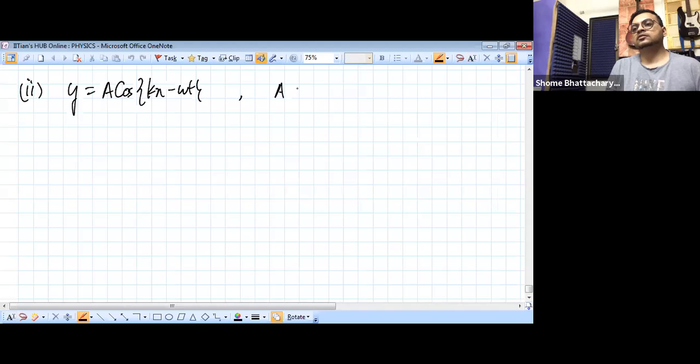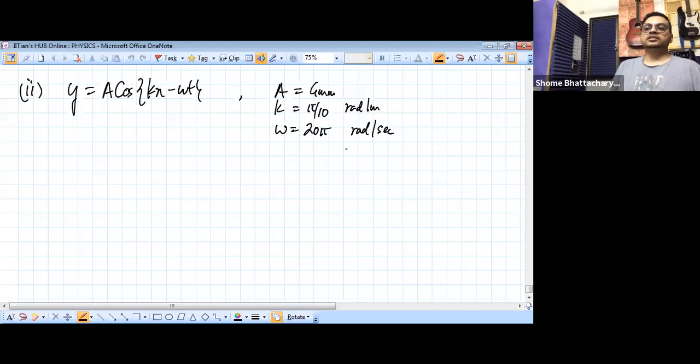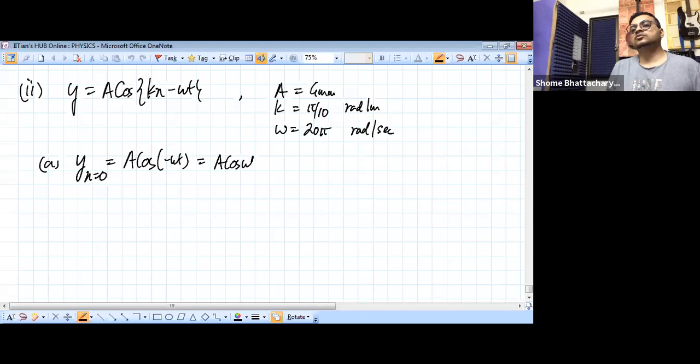The second part, this function where its amplitude was 4 millimeters, the value of k was pi by 10 and x was in meters, so this is in radians per meter, and the value of omega was 20 pi and time was in seconds, so this is in radians per second. Now we want to plot y as a function of t for x equal to 0. So that is becoming A cos minus omega t, or that's the same thing as A cos omega t. In this case, that is 4 cos 20 pi t.